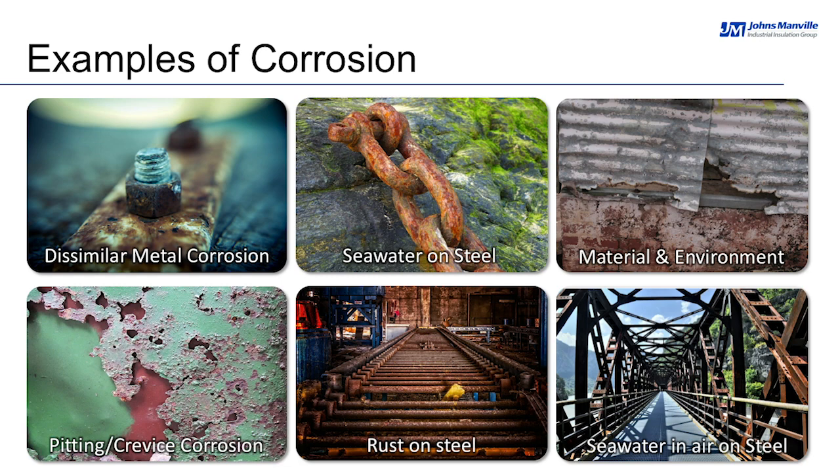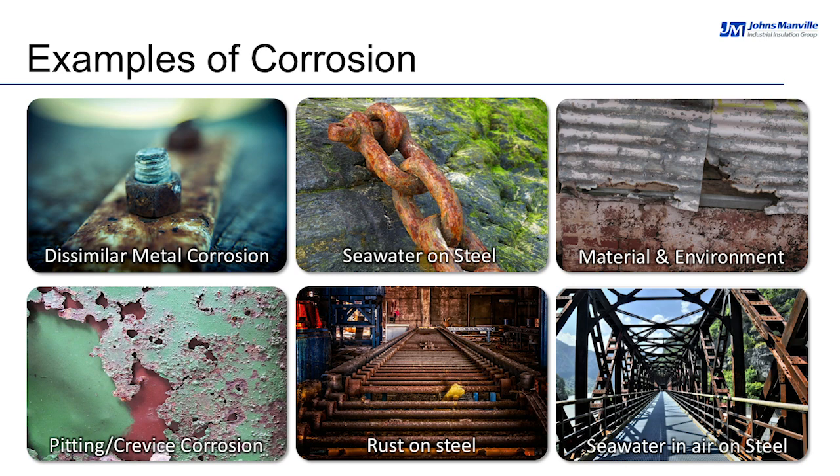In the bottom row, the image on the left shows significant pitting corrosion. A lot of pits in this surface, but also you can see in the same surface there are locations where no corrosion has touched. This is a very unique type of corrosion that we'll be talking about a little bit more in the next slide. The picture in the center just shows the rust on steel, again showing more uniform corrosion.